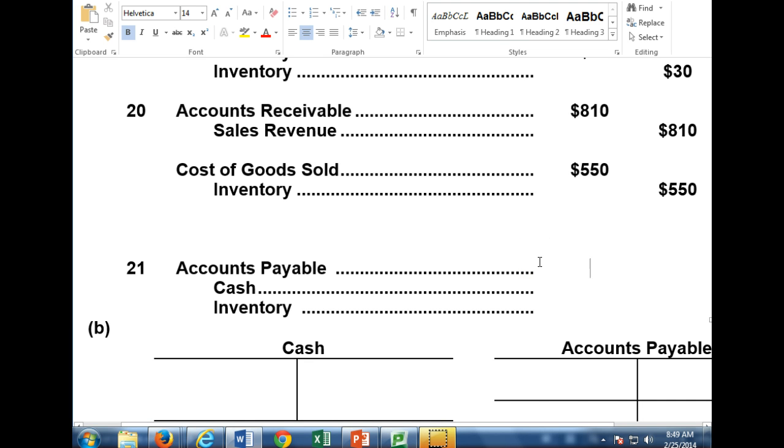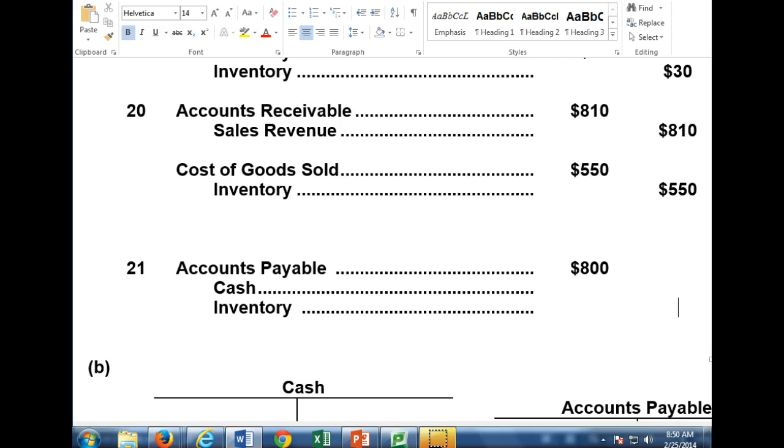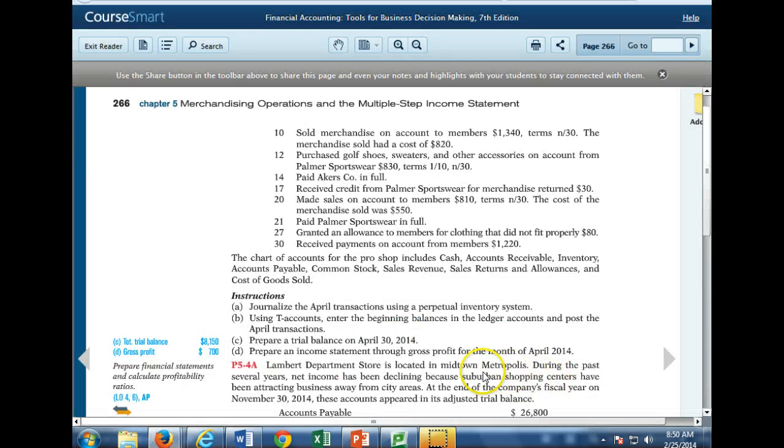Did we take advantage of any discounts? We did. So $800 here is the payable. We took advantage of the discount of how much? $8. So we ultimately paid him $792, didn't we? Make sense? Yes, no? Okay. Now, let's look at the next portion.